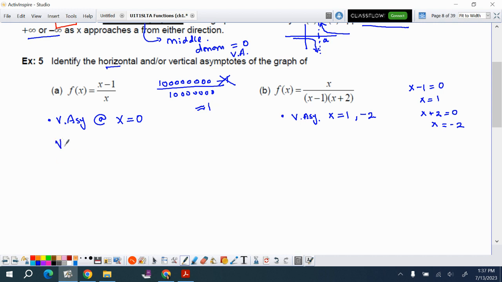So here you can say that a horizontal asymptote is always a horizontal line. That means y equal to 1. You can also see that x over x is 1. When the degree is the same, you have a very, very large number, and the ratio of the same numbers is 1. That's why the horizontal asymptote is at 1.